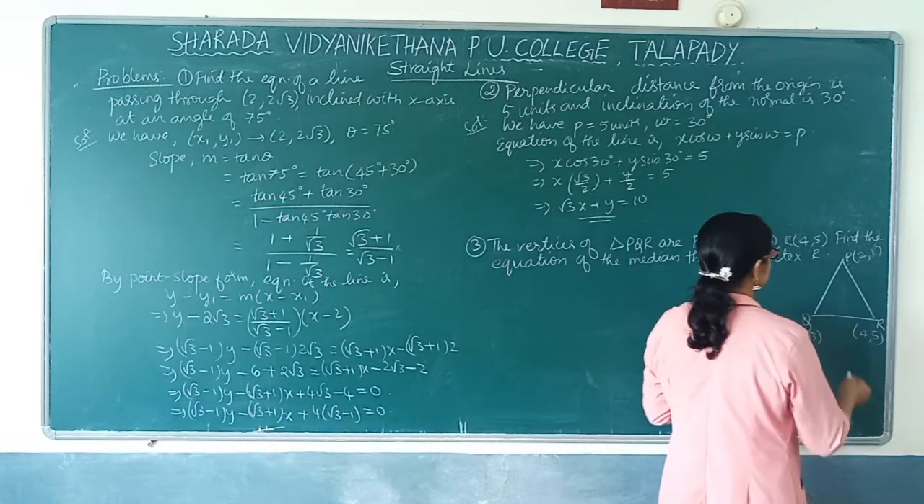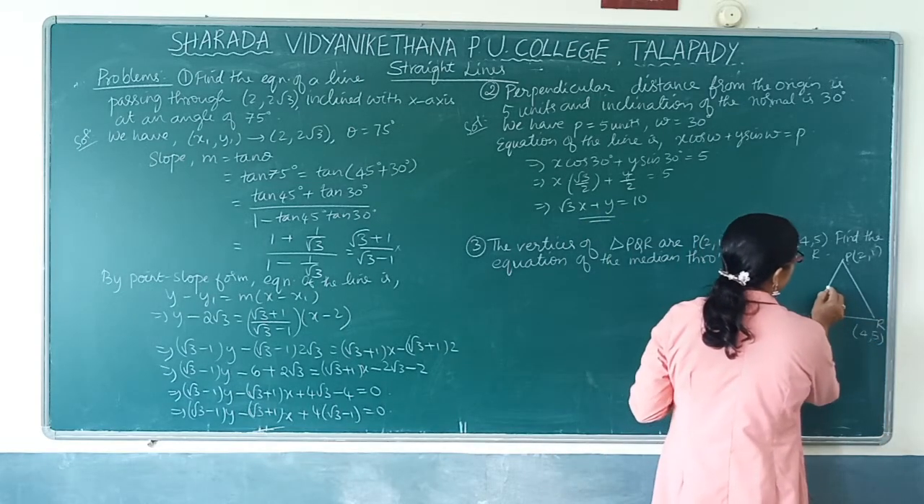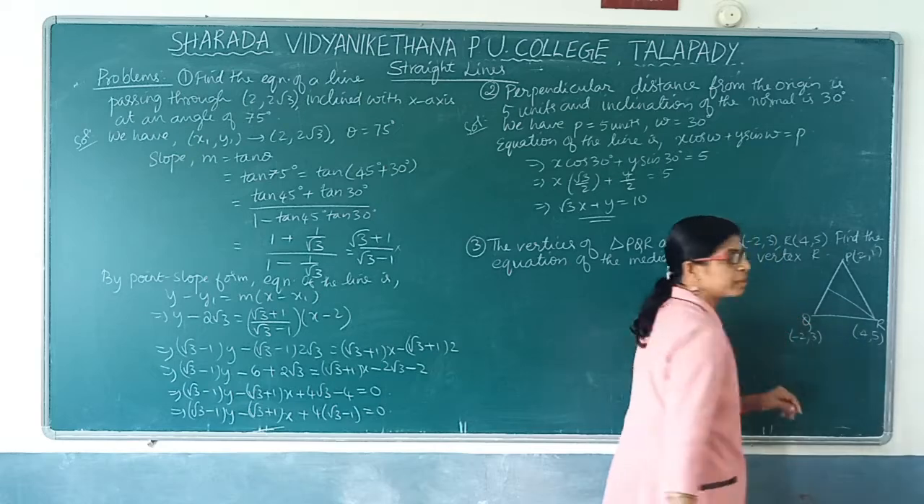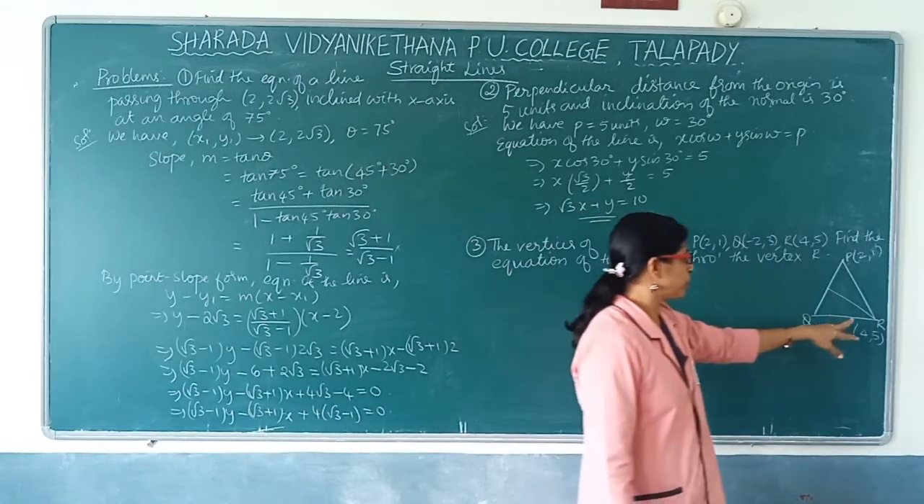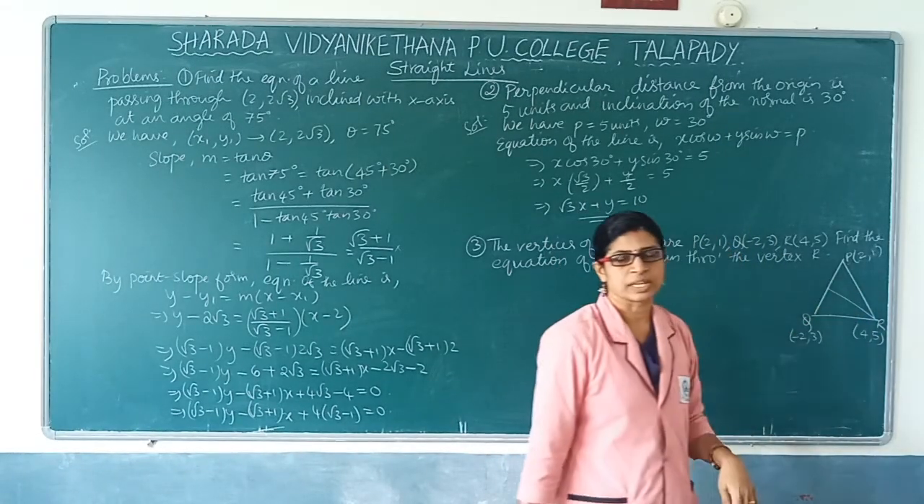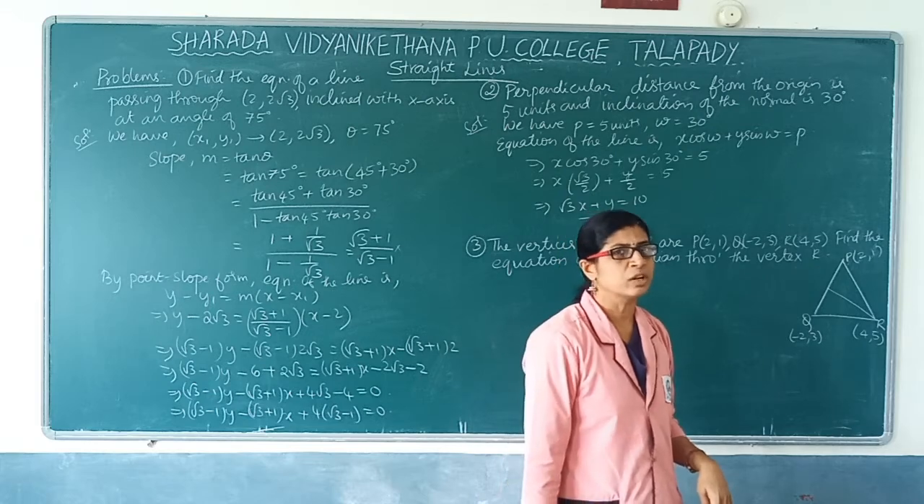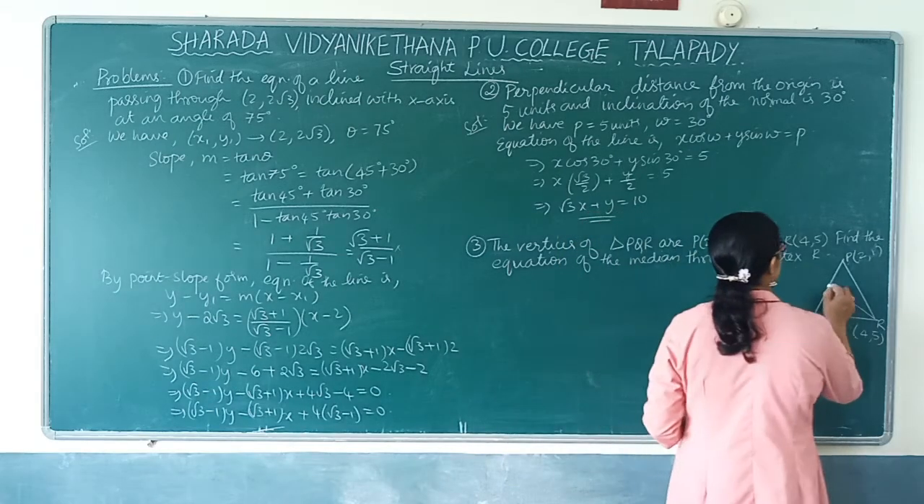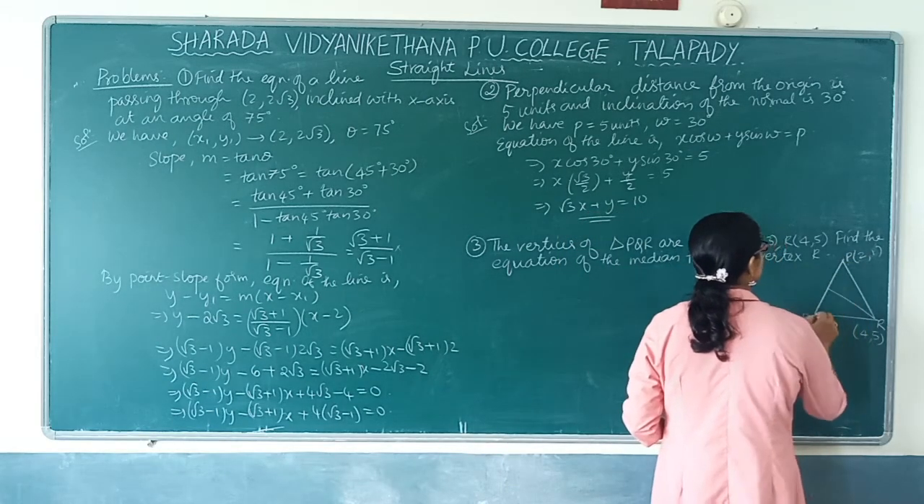First you point. Where is the vertex R? This is the vertex R. Median through the vertex R means it bisects the opposite side. Median bisects the opposite side of the triangle. That means these two parts are equal.